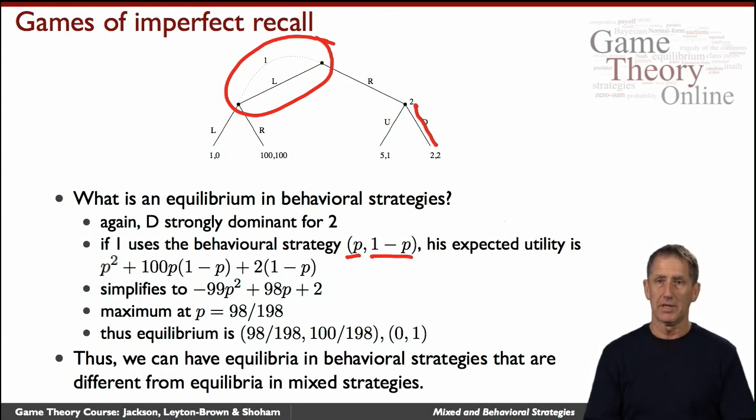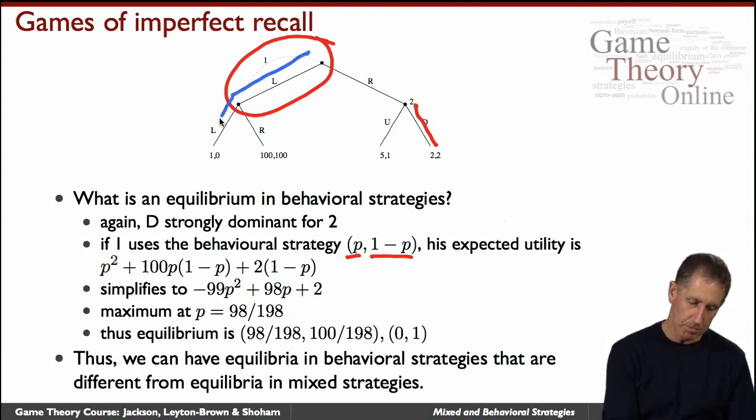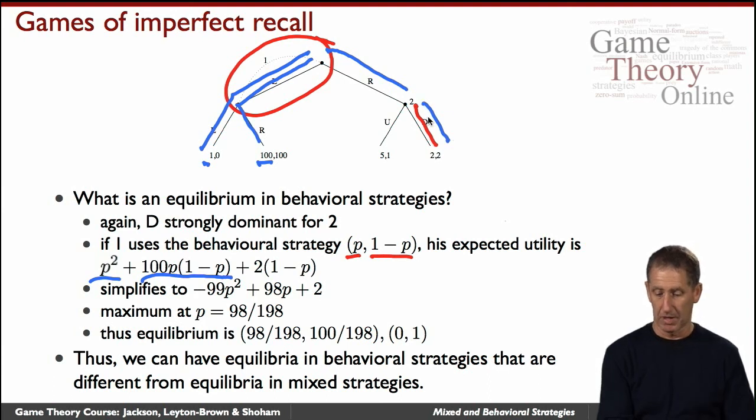Assuming player 2 plays D, what is their expected payoff given the parameter P? Well, with probability P times P, they will end up here and get a payoff of 1. So that's P squared times 1. With probability P times 1 minus P, they will end up here and get a payoff of 100. So that's 100 times P times (1 minus P). With probability 1 minus P, they will end up here and get a payoff of 2, because player 2 is not randomizing here. That's 2 times (1 minus P). So this is their overall payoff, assuming they randomize with P, and we simplify it to this expression.